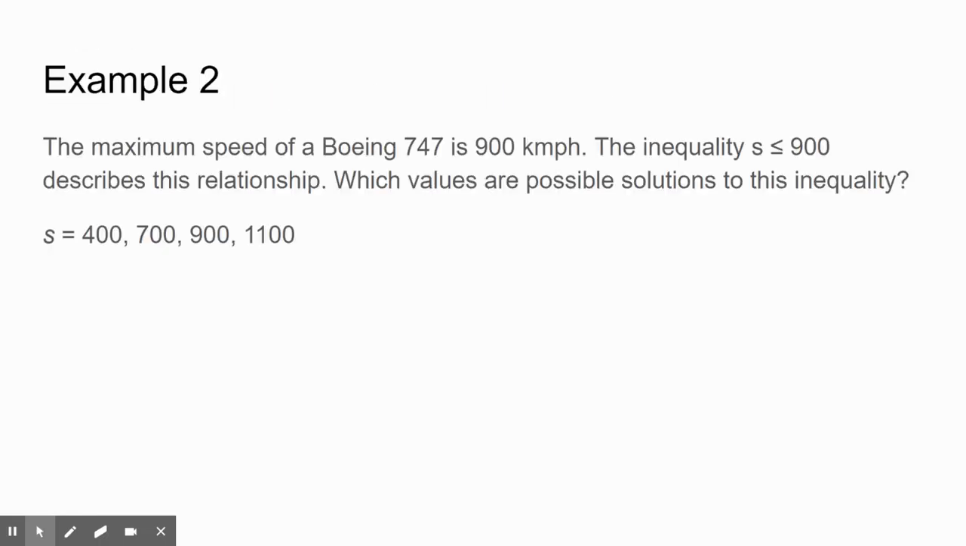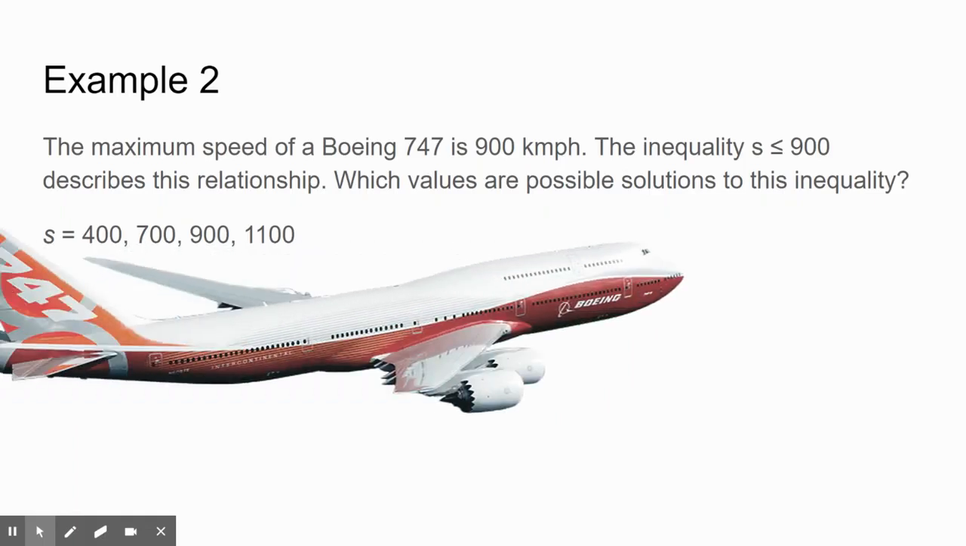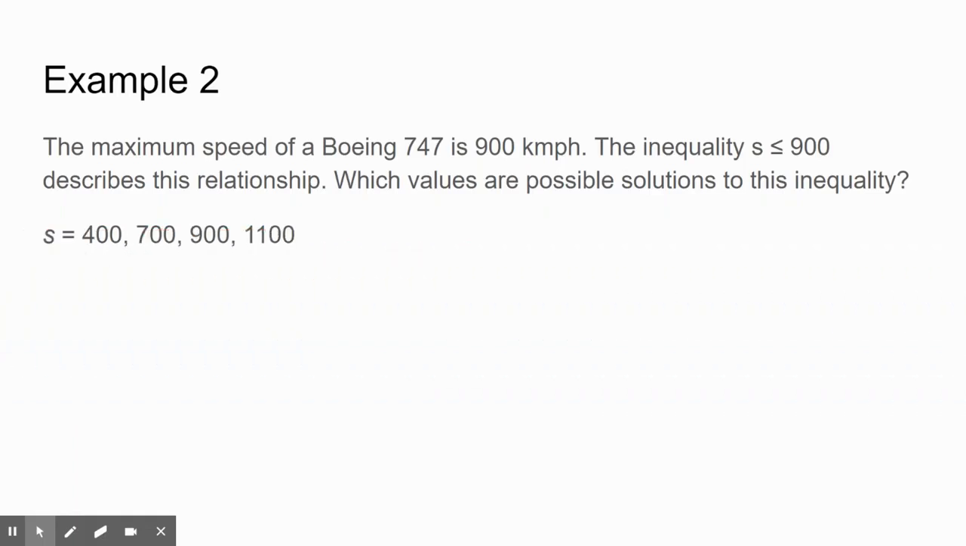Alright, so let's look at our second example here. This is more of an example of solving an inequality. So we're going to do that. The maximum speed of a Boeing 747 is 900 kilometers per hour. The inequality S is less than or equal to 900 describes this relationship. So it's saying anything that is 900 or less can be a speed.